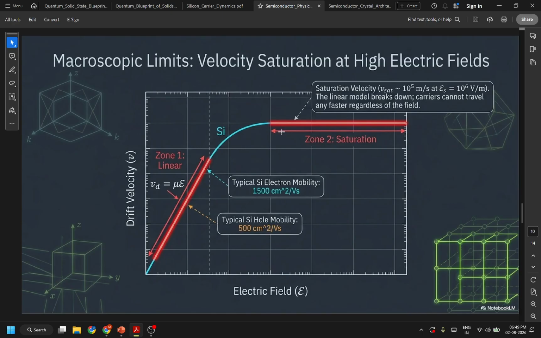But when we go to very high electric field, we see a saturation of current velocity. V sat is given around 10 to the power 5 meters per second at an electric field of 10 to the power 6 volt per meter. So here the linear model breaks down. The carrier cannot travel any faster regardless of the field.